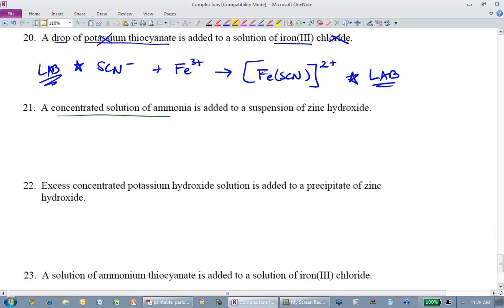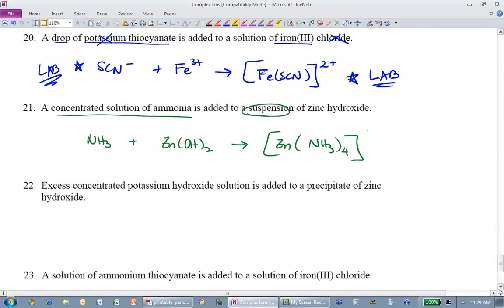All right, concentrated solution of ammonia. Getting used to that now. Added to a suspension again of Zn(OH)2. That means there's solid present. So take your zinc, put it in the complex. Its charge is 2. Double it, you get 4. Put the hydroxides in. Oops, no, you're trying to get the hydroxides out. Put the ammonias in so you can get the hydroxides out.